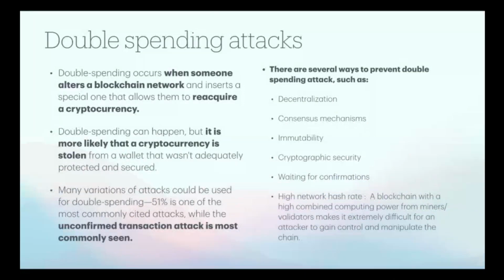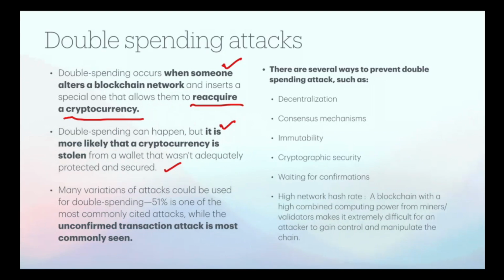Now we can see when someone alters a blockchain network and inserts a special transaction that allows them to reacquire a cryptocurrency. That means they get a cryptocurrency as well as the refund, or the reacquiring of it. So this is what we call the double spending attack. Double spending attacks can happen, but it is more likely that a cryptocurrency is stolen from a wallet that wasn't adequately protected and secured. If a cryptocurrency or blockchain is not protected and secured, there could be chances of a cryptocurrency being stolen by paying only once.